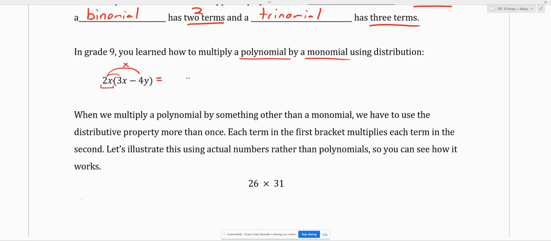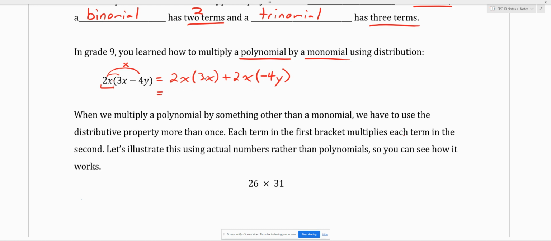So let's do that. So we take our 2x in front and we multiply it by the first term 3x, and then again we take our monomial 2x and we multiply it by the second term. Just be careful with signs because remember that term is a negative 4y. Now let's actually multiply these out.